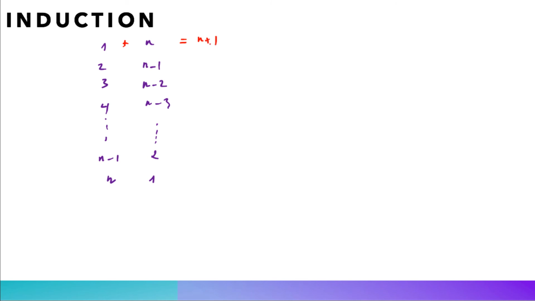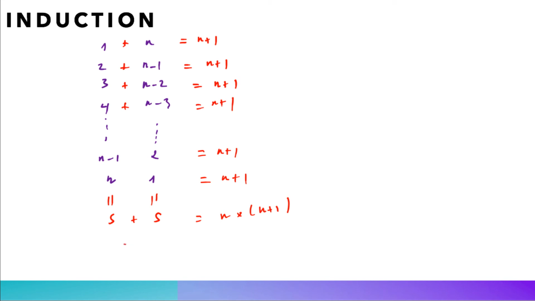Now we notice if we add the numbers of each row, 1 plus n is equal to n plus 1, 2 plus n minus 1 is also equal to n plus 1, 3 plus n minus 2 is also equal to n plus 1, 4 plus n minus 3 is equal to n plus 1, n minus 1 plus 2 is equal to n plus 1, and finally n plus 1 is equal to n plus 1. Let me remind you that this is our sum S and this is also our sum S. Since we have here in total n entries, this means that S plus S is equal to n times n plus 1. In which case we have 2S is equal to n times n plus 1, and we have from here that S is equal to n times n plus 1 all divided by 2.